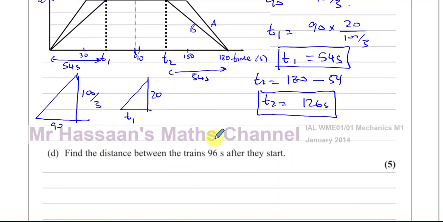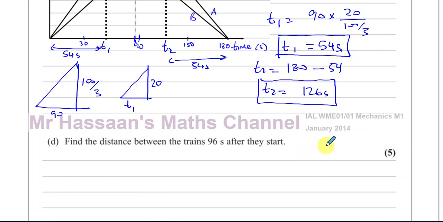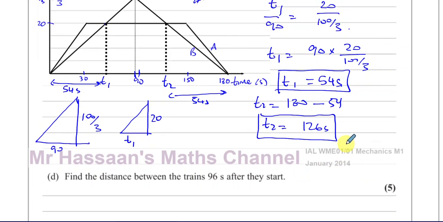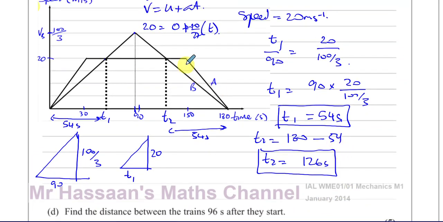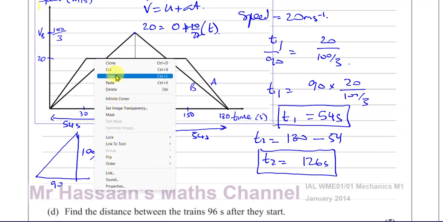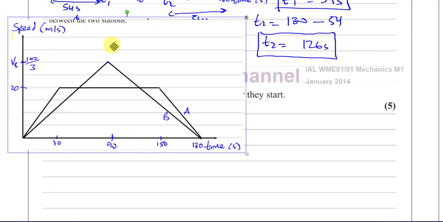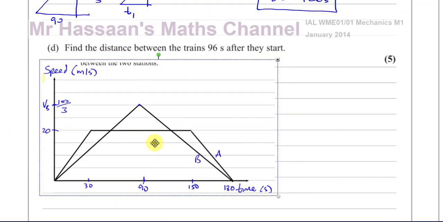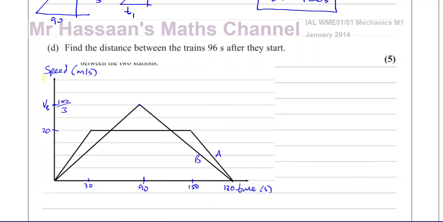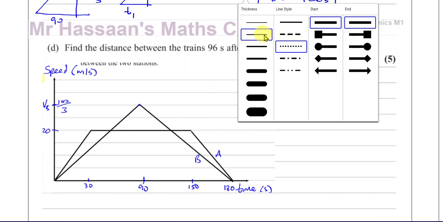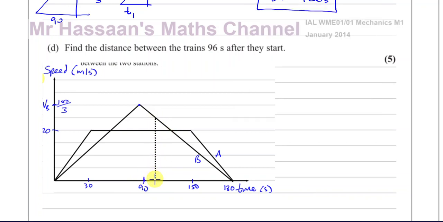Now for part D, it says find the distance between the trains 96 seconds after they start. So let me just take this diagram again and put it down here. So 96 seconds after they start is going to be somewhere over here. That's 90, so it's just past 90, so it's going to be over here.